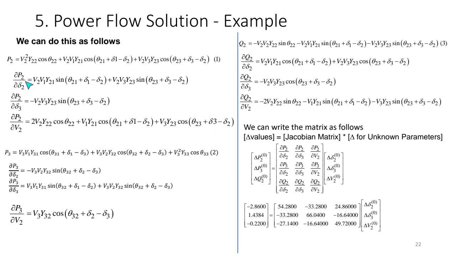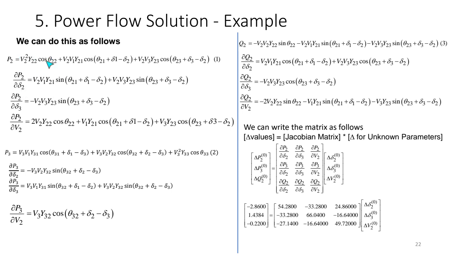So in this slide, I have just given equation 1, because you remember we have equations 1, 2, 3. Equation 1 is your P2, equation 2 is your P3, and equation 3 is your Q2. So what we need to do is take the partial derivatives of P2 with respect to delta 2, delta 3 and V2. So we take the partial derivative of this equation 1 with respect to delta 2.